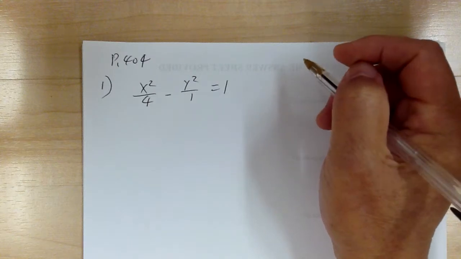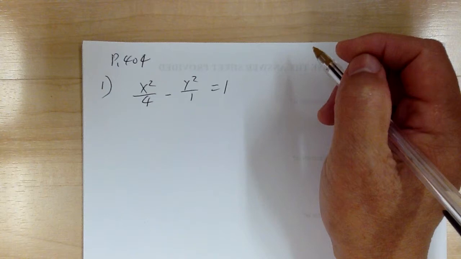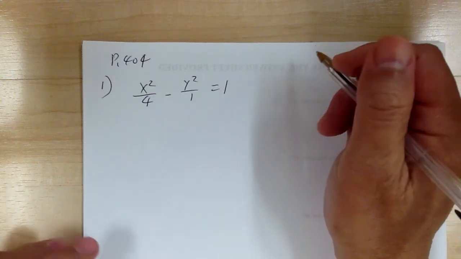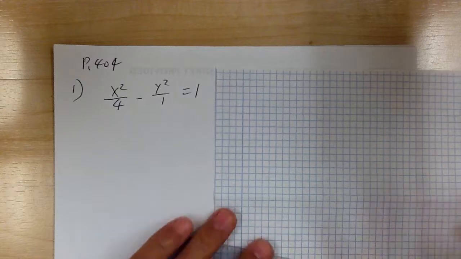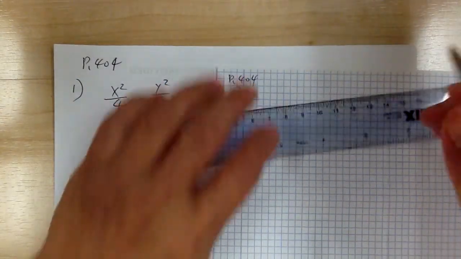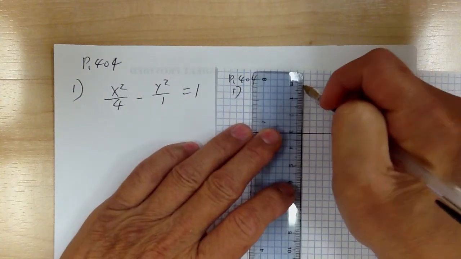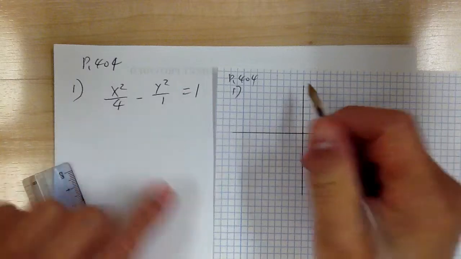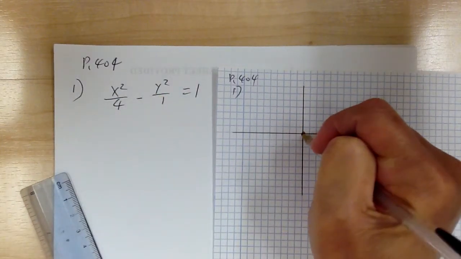Okay, and so it asks you to graph the hyperbola, show the asymptotes as dashed lines, and find the coordinates of the foci. So from here, what you need to do is go ahead and do the graphing. First you need to find the center. So over here, the center is going to be at 0, 0.